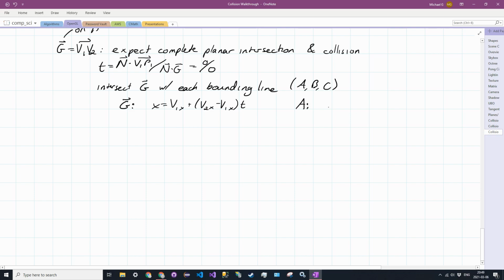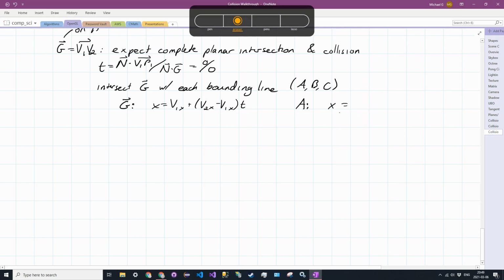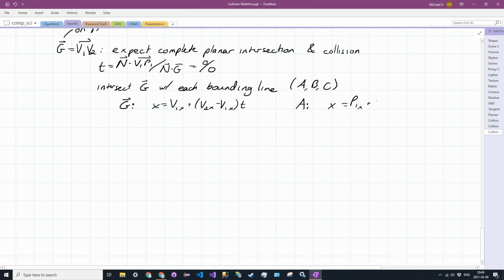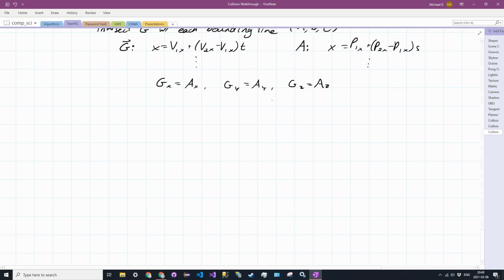And for A, it's the same thing. X is equal to p1x plus p2x minus p1x times a different parameter s, because they are different lines. You need to make sure that you have the two different parameters, and then the same thing for y and z. Now if we set these equal to each other, so gx is equal to ax, gy is equal to ay, and gz is equal to az, we're going to get a system of three equations and two unknowns as before.